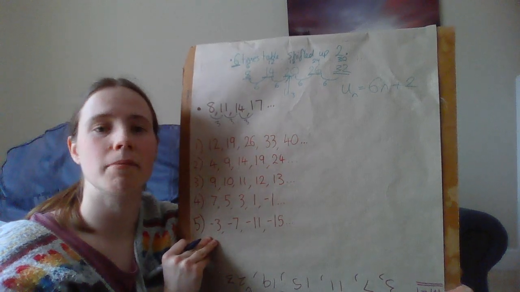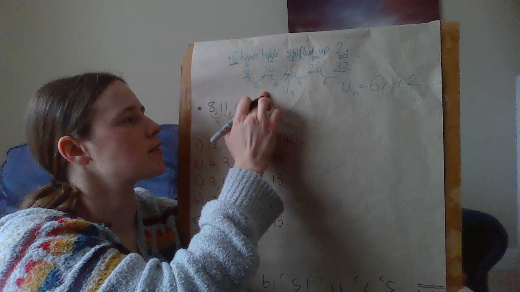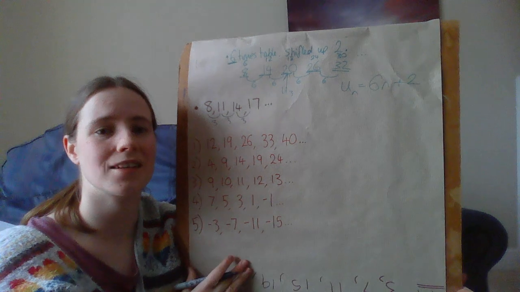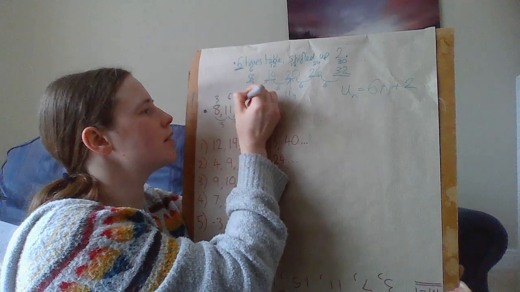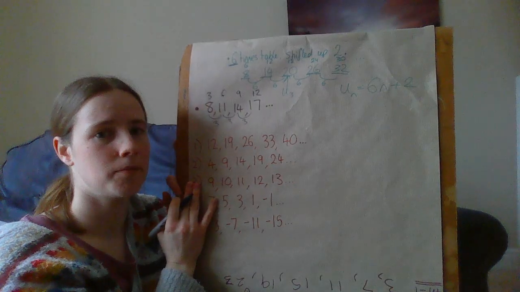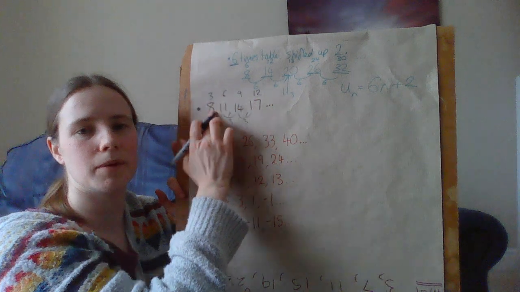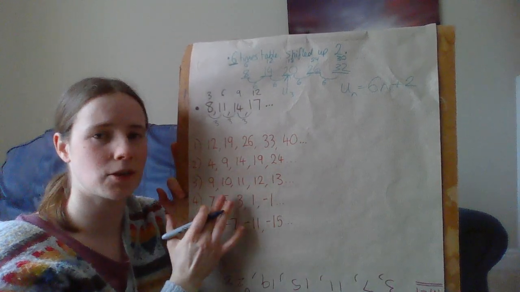So this sequence here must be related to the 3 times table. I am going to list the 3 times table above so I can see the shift a little bit more clearly. So I've got 3, 6, 9, 12. If I've gone for the right times table, the gap between this number and this number should always be the same. So I'm just going to check it a few times to make sure it is.